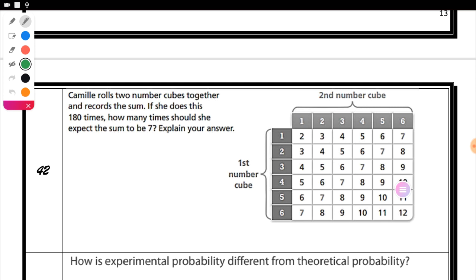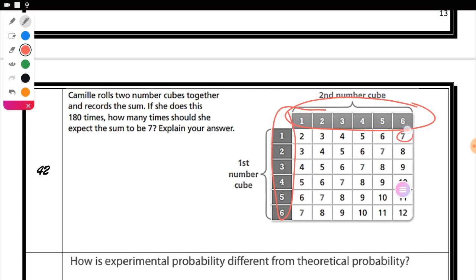Camel rolls 2 number cubes together and records the sum. If she does this 180 times, how many times should the sum be expected to be 7? Since two number cubes are rolled, as I told you before, we make 2 rows, 1 row and 1 column. And then see what he wants. He wants the sum, so the sum is 7.